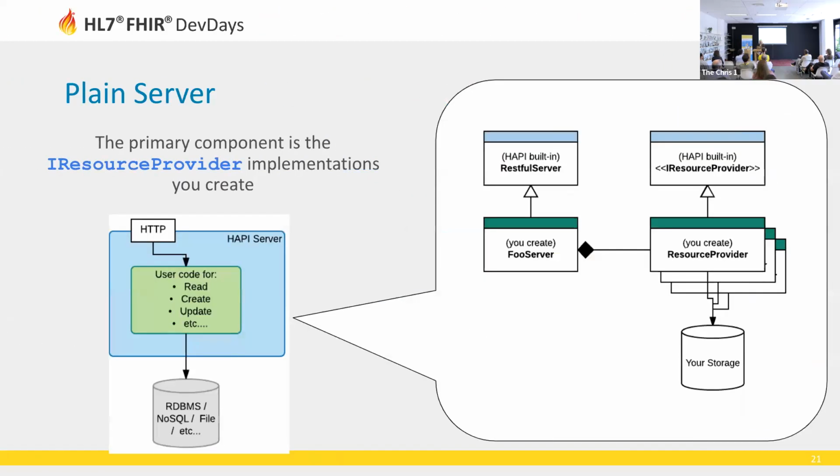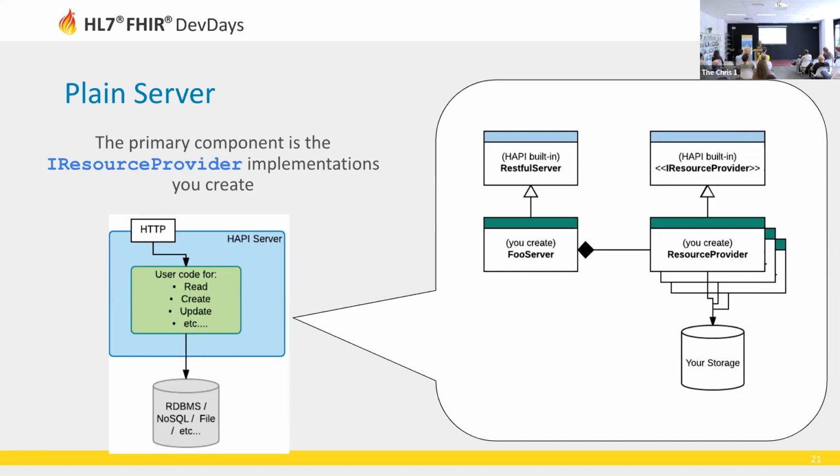So the way the plain server works is entirely about creating these things called resource providers. Resource providers are really basic classes. They implement one interface called IResourceProvider. In that class, you're going to create a bunch of annotated methods. I'll show you an example in just a second. Effectively, you're writing classes that are annotated to be a create or an update or a read. In those methods, you write your storage logic.